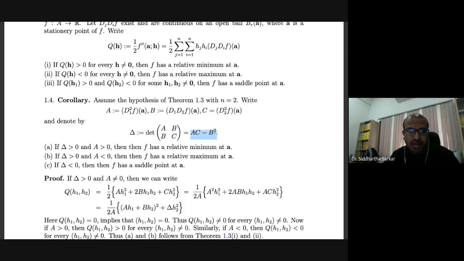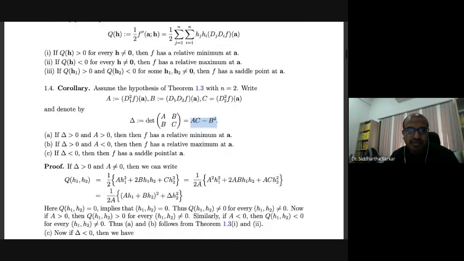Okay, so the test says that if my delta is positive and my A is positive, then f has a relative minimum. What I'm going to show is that this immediately comes from the first condition over here. Okay, and in this case it is much easier to see because I don't have to look for so many points h. Secondly, if delta is positive and A is negative, then f should have a relative maximum. And if my delta is negative, then the function has a saddle point.